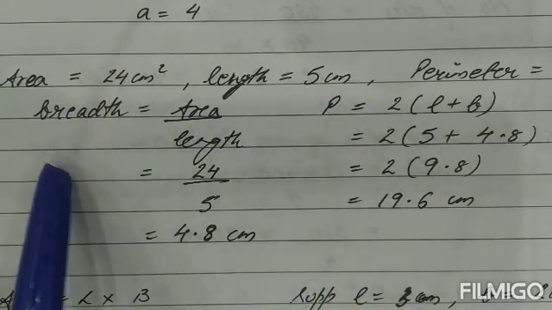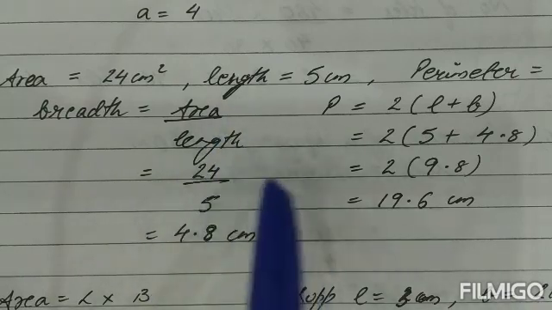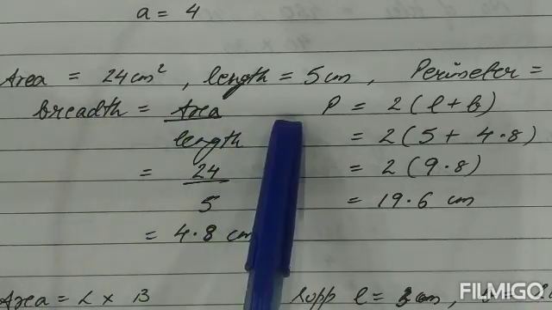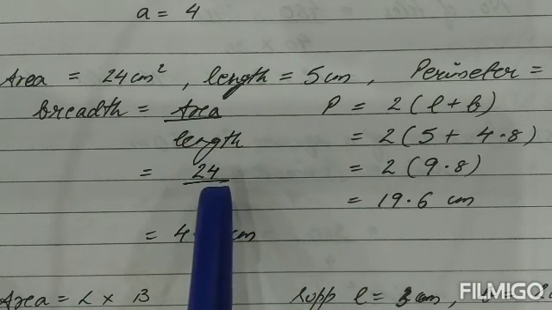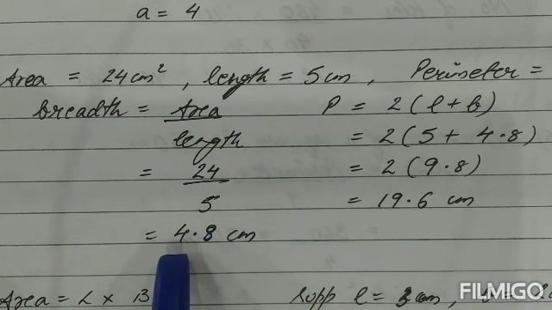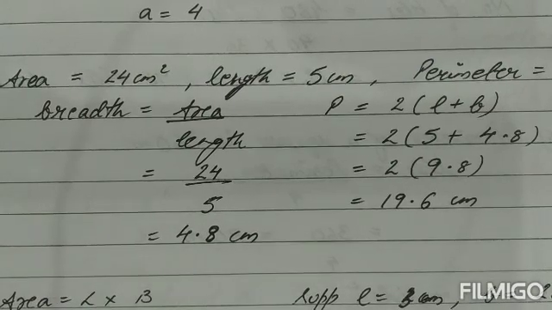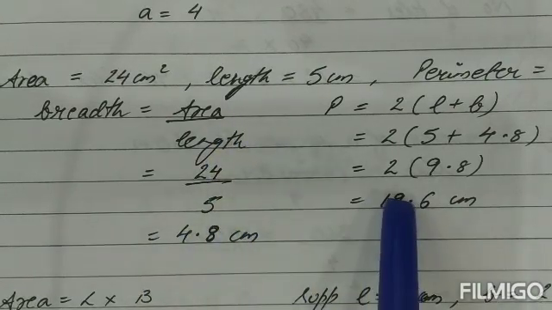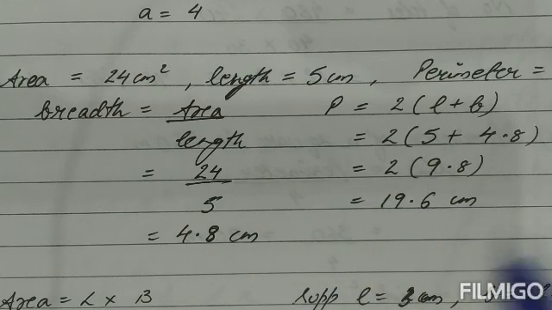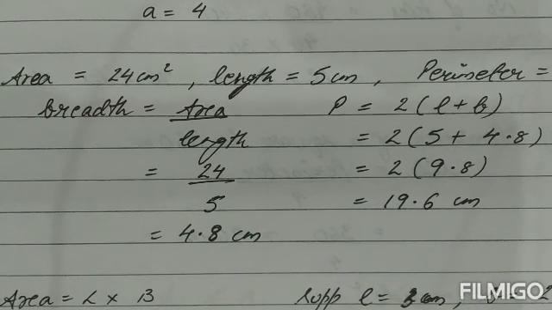So breadth is equal to area upon length. So area and length both are given in the same unit. We don't need any conversion. So divide 24 by 5 will give you the answer in points, that is 4.8 centimeter. Now once I have the breadth over here, children, and the length over here, I can calculate my perimeter by using the formula perimeter is equal to 2 into length plus breadth.